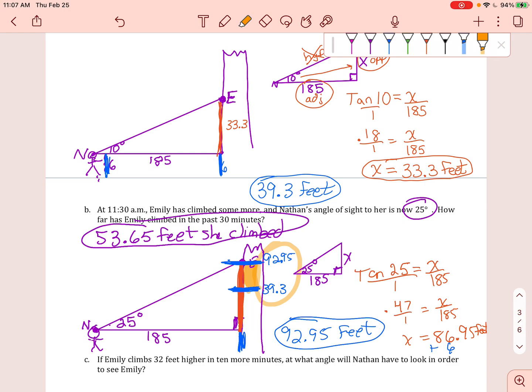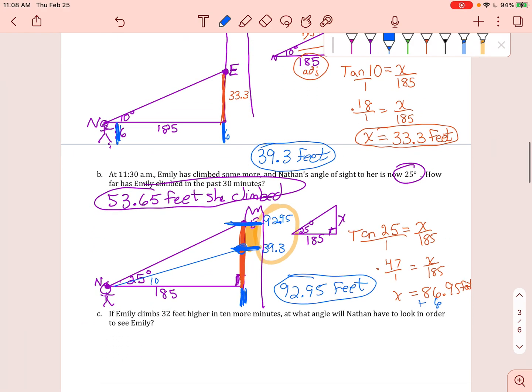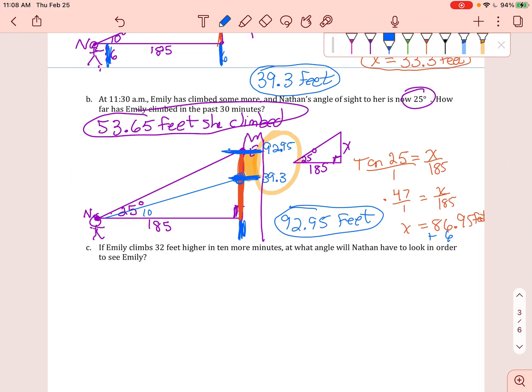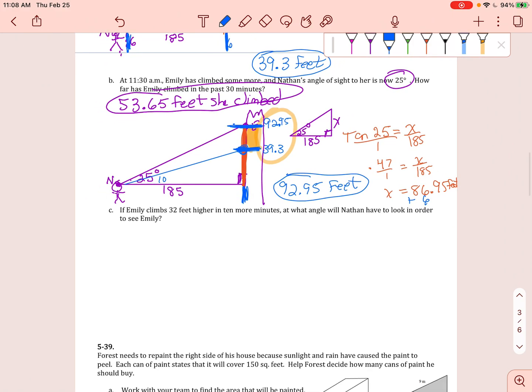So again, she was down here. This was our 10-degree angle to start with. Then it went up to that 25-degree angle. And so that's why we had to subtract those two. So if Emily climbed another 32 feet higher, at what angle would Nathan have to look?